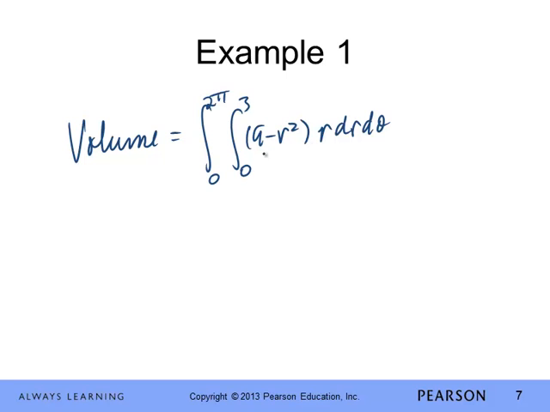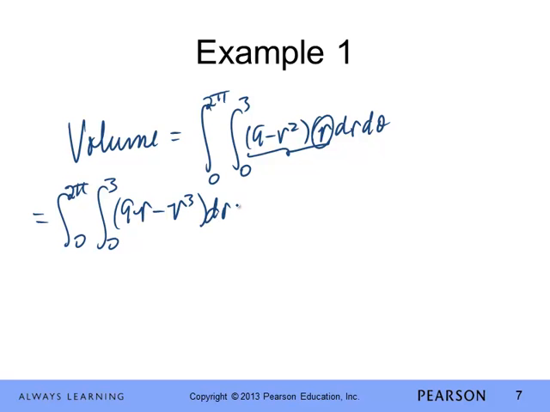Common mistake, folks, is to forget about this r right here. Make sure that you fold that into your integrand. So now you have the double integral of 9r minus r cubed dr d theta. Now this is just like any other double integral that you've done before. Integrate with respect to r first.